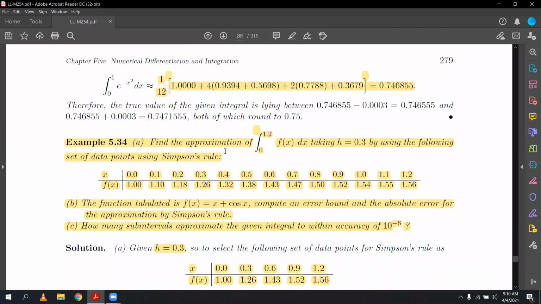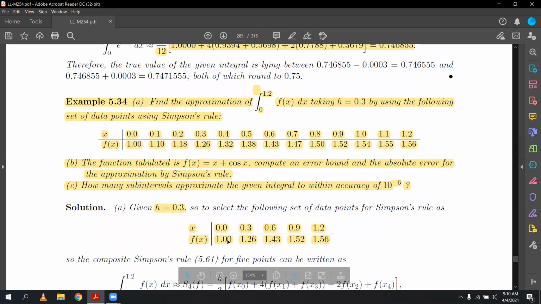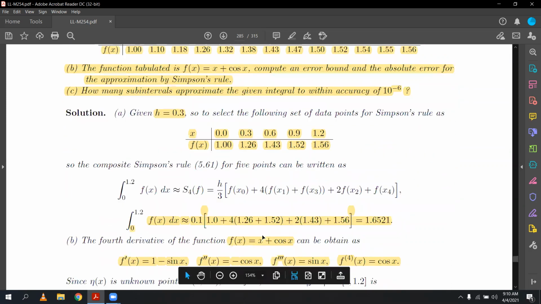Now he says find the approximation of this integral from 0 to 1.2 of f dx taking h equal to 0.3. We are given many points, but we have to select points with the distance between them of 0.3. So we have to choose 0, 0.3, 0.6, 0.9, and 1.2. So you have 5 points, meaning n is equal to 4. Yes, we can use the Simpson rule. And the Simpson rule is h by 3. And the Simpson rule for 5 points, or n equal to 4, is what?